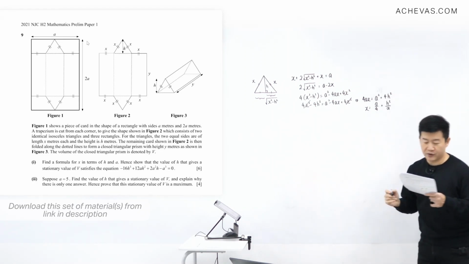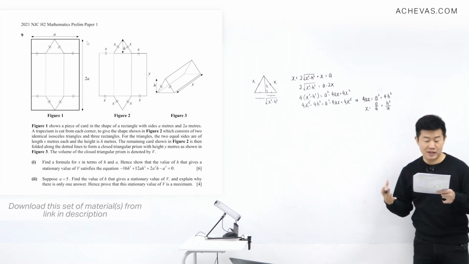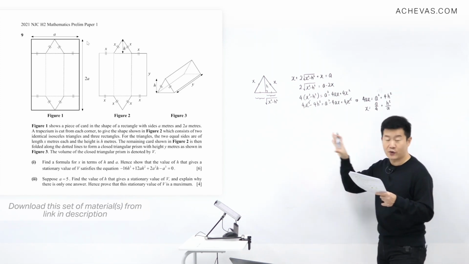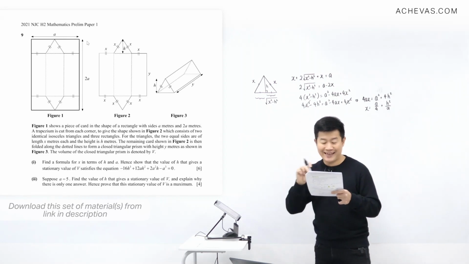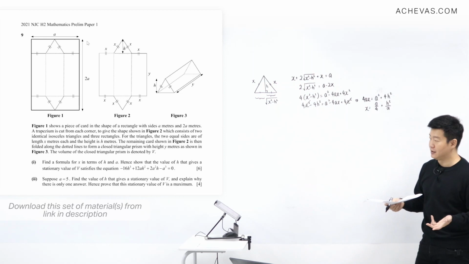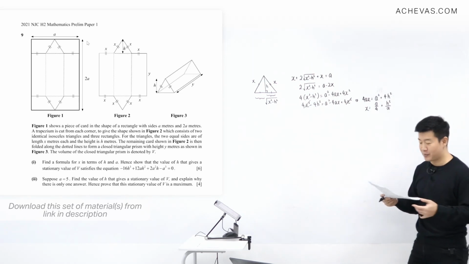So this will be for the first part where we have successfully found a formula for x in terms of h and a. Hence, I want to show that the value of h that will give a stationary value for v, the volume of the prism, satisfies that equation over there. We do need something to represent the volume.